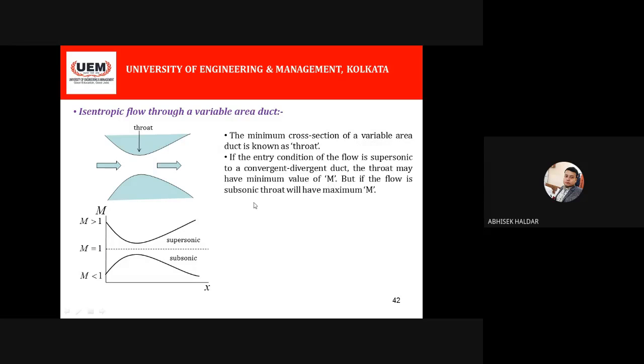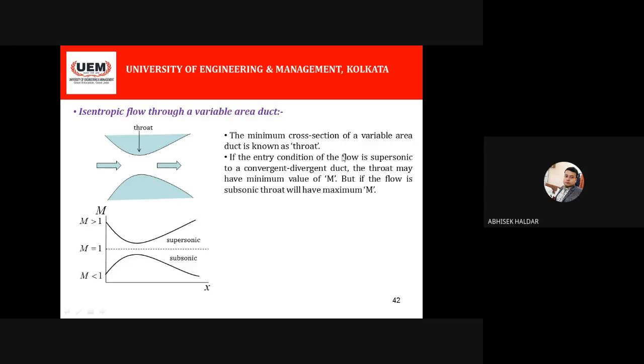I have already told that. If the entry condition of the flow is supersonic to a convergent divergent duct, the throat may have the minimum value of M. But if the flow is subsonic, the throat will have the maximum M. Why I have shown this? Basically, I am reading out these lines again. You read this line again.